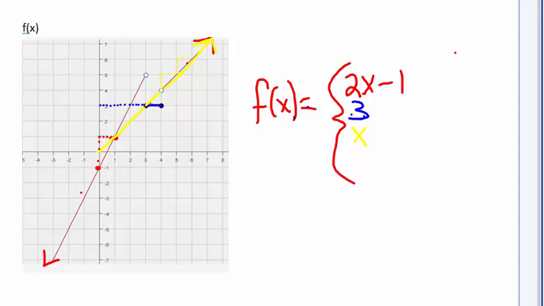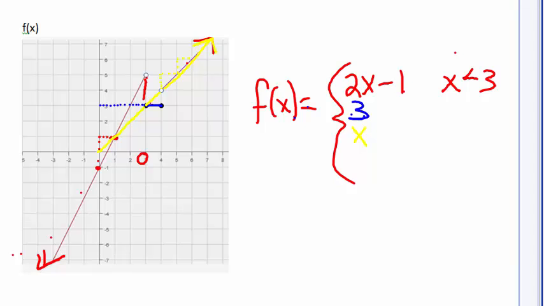The domain for each of these are the x values where the pieces exist on the graph. This first line goes forever to the left, so it starts out at -infinity and continues until you get to, let's see, right there, an x value of 3. So we can say this first piece is true whenever x is less than, just less than 3, because its endpoint is not included, so I cannot include the 3 in my inequality.